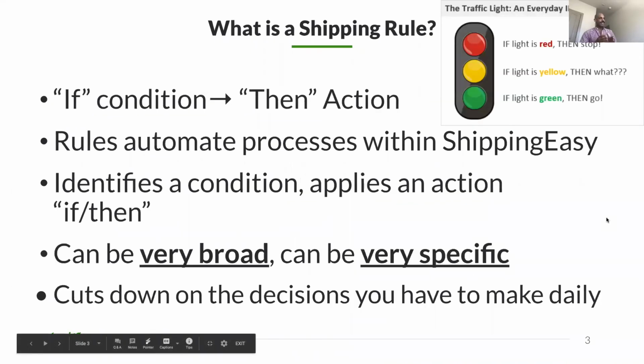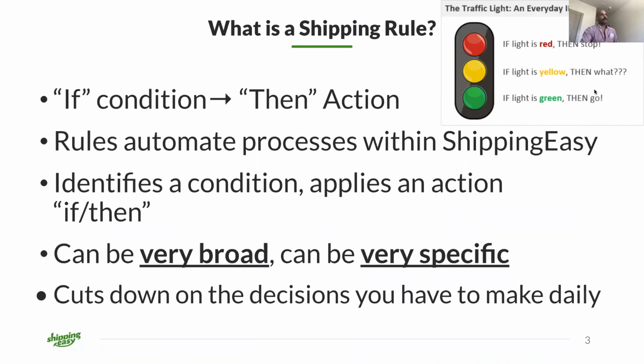So a shipping rule is an if-then statement. I have this picture of a traffic light in the upper right-hand corner. That's a really great example of a shipping rule because it identifies a condition, which would be if the light is red. So that's the condition of the light, it's red. And then there's an action that applies to it. That means that you, the driver, need to stop. It's an if red, then stop condition.